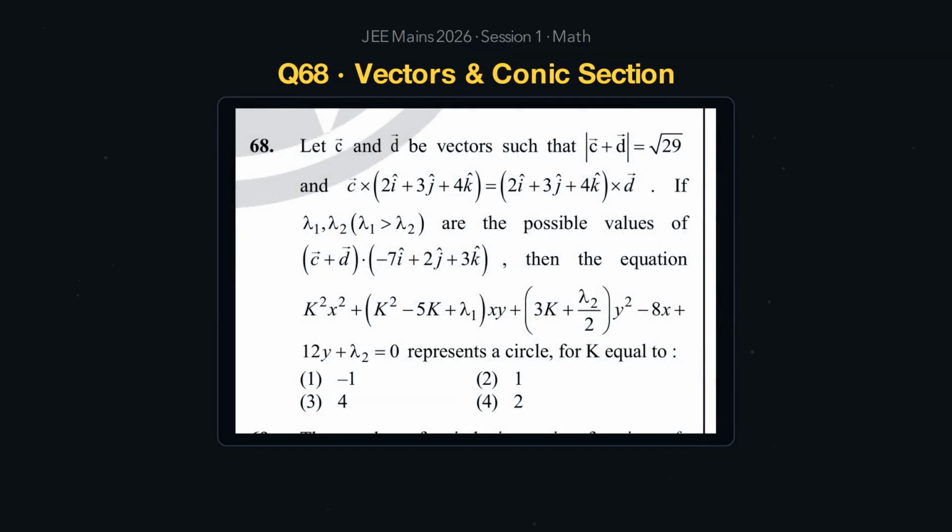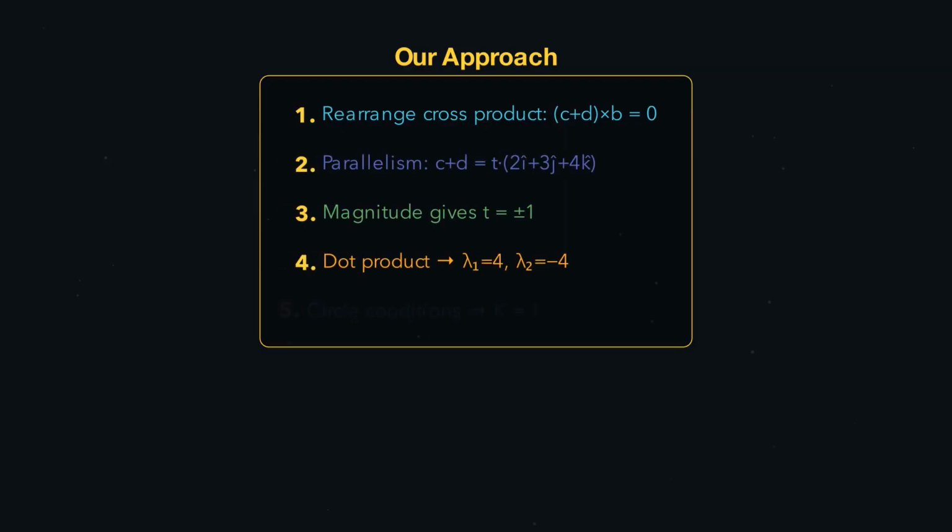Here's a JEE problem that hides a clever connection between vectors and circles, and the key insight unlocks everything. Here's our approach. First, we'll use a cross-product identity to show that c plus d must be parallel to the fixed vector 2i, 3j, 4k. Then the magnitude condition pins down exactly two possibilities. We compute the dot products to get lambda 1 and lambda 2. Finally, we apply the two conditions for a circle to find k.